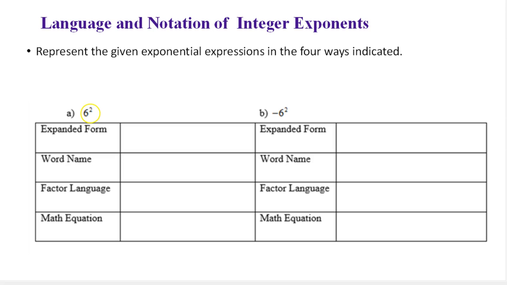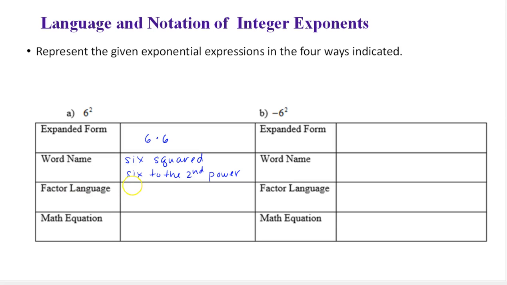So remember, this means 6 squared. So let's write the word name first. 6 squared, or we may say 6 to the second power. And what this means is that we're going to multiply the base 6 by itself 2 times. So we have 6 times 6.